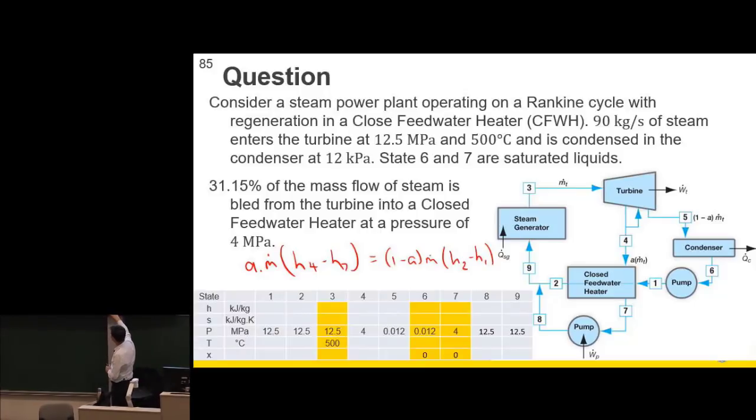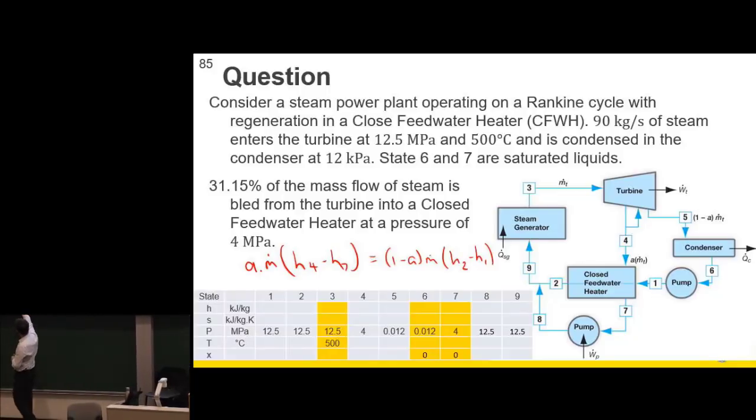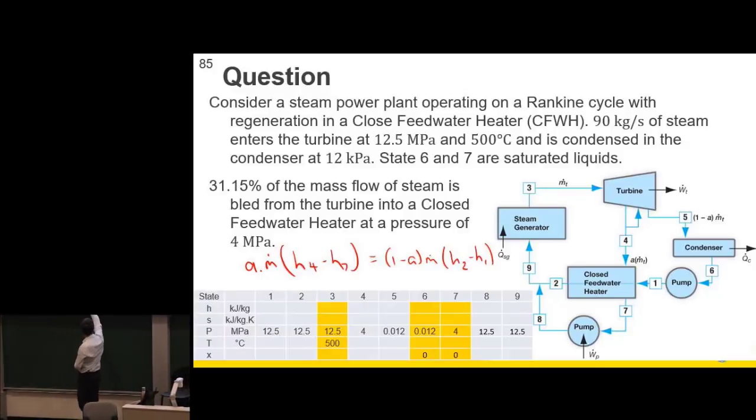And now I feel like I've got four more state points where I've got two independent intrinsic values: pressure and entropy, pressure and entropy, pressure and entropy, pressure and entropy. So I can do calculations on that.